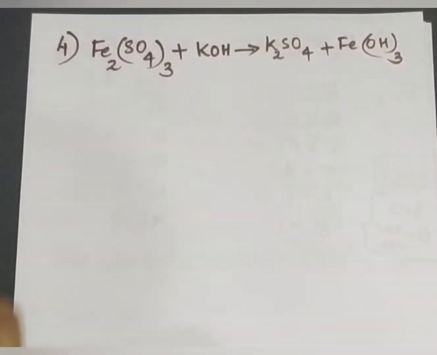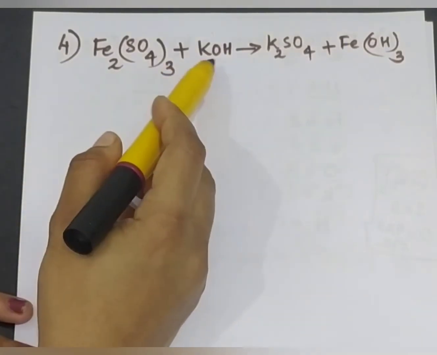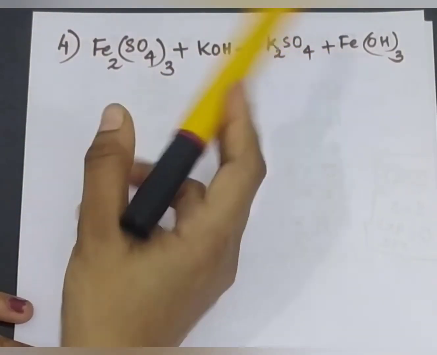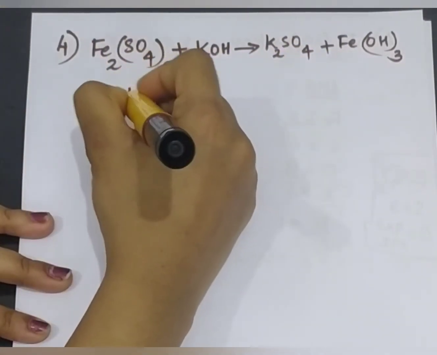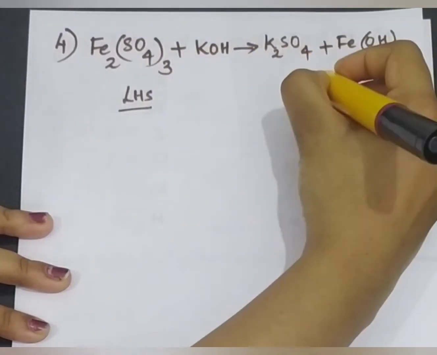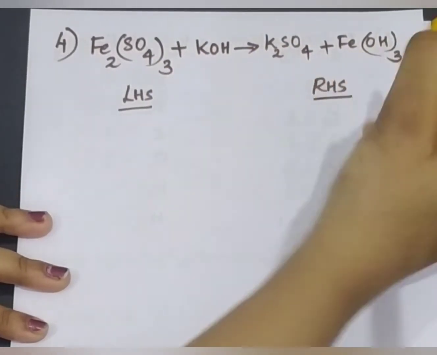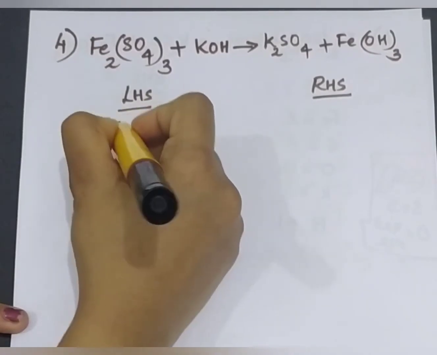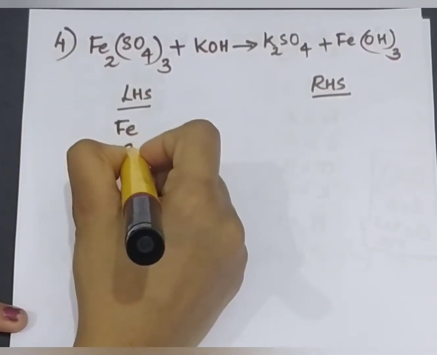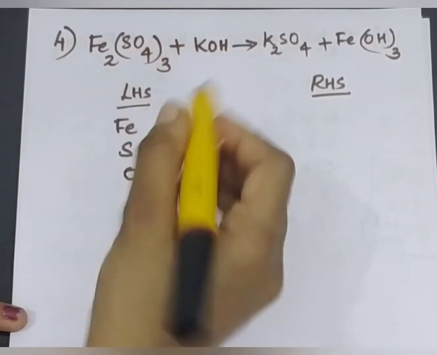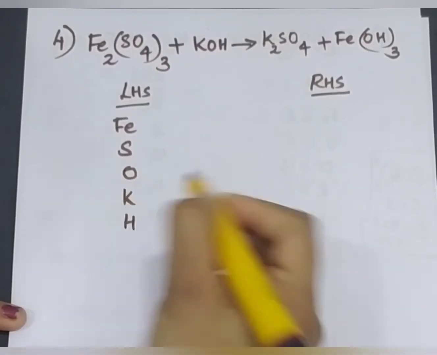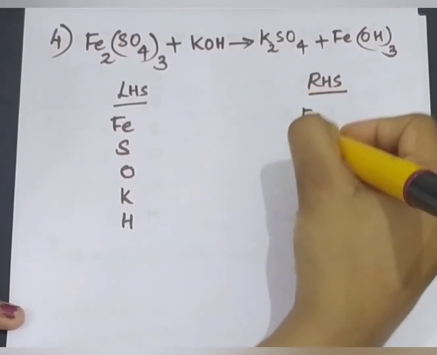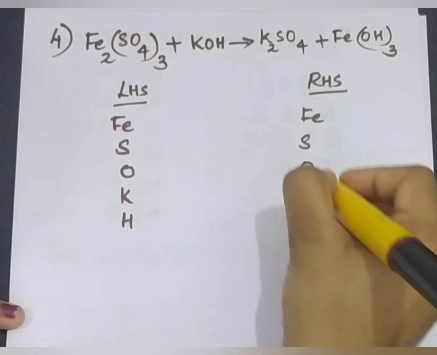Now we move on to the fourth question. Fe2(SO4)3 plus KOH gives K2SO4 plus Fe(OH)3. So LHS, RHS. First write down the elements present in LHS: iron, sulfur, oxygen, potassium and hydrogen. Same thing on the right hand side. This is also an important question.